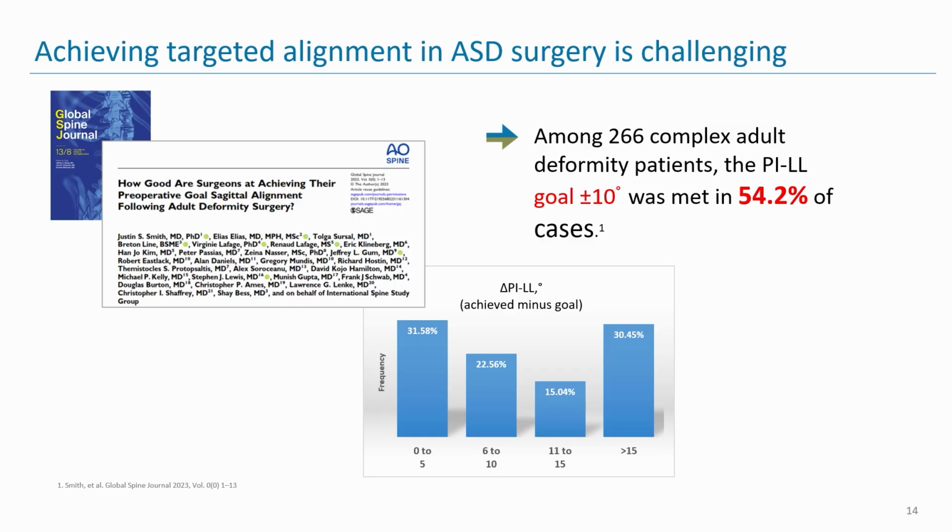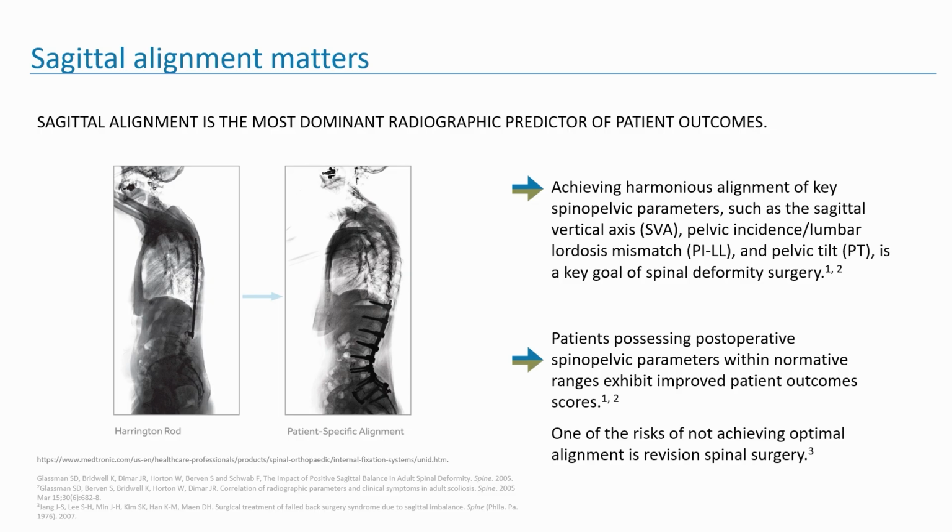Achieving this is challenging. So of these complex deformity patients, the PILL goal was only met in 54.2% of cases, and these are really experienced surgeons. We're not doing great. We're misaligning people by 15 degrees in a lot of cases. If you mess up your sagittal alignment, you are going to fail.